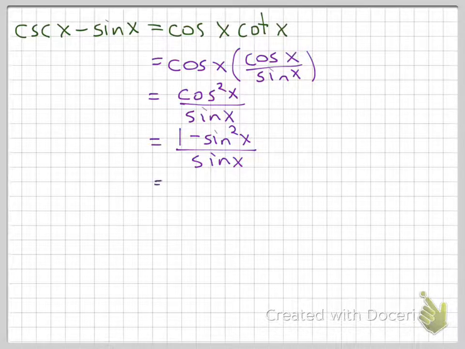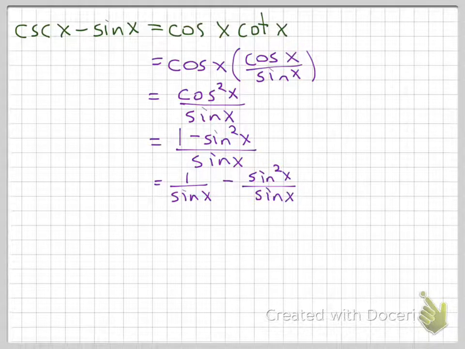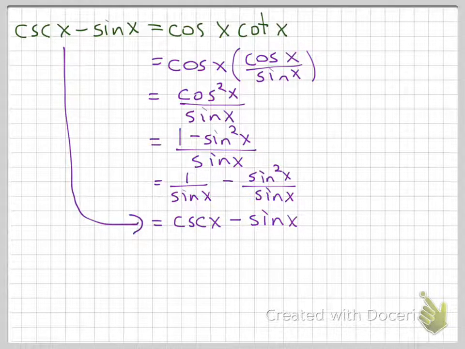I'm now going to break this into two fractions, 1 over sine x minus sine squared x over sine x. Now 1 over sine x looks like we should change to its reciprocal, which is cosecant x. And then sine squared x over sine x just becomes sine x. And I get cosecant x minus sine x, which matches the left side.